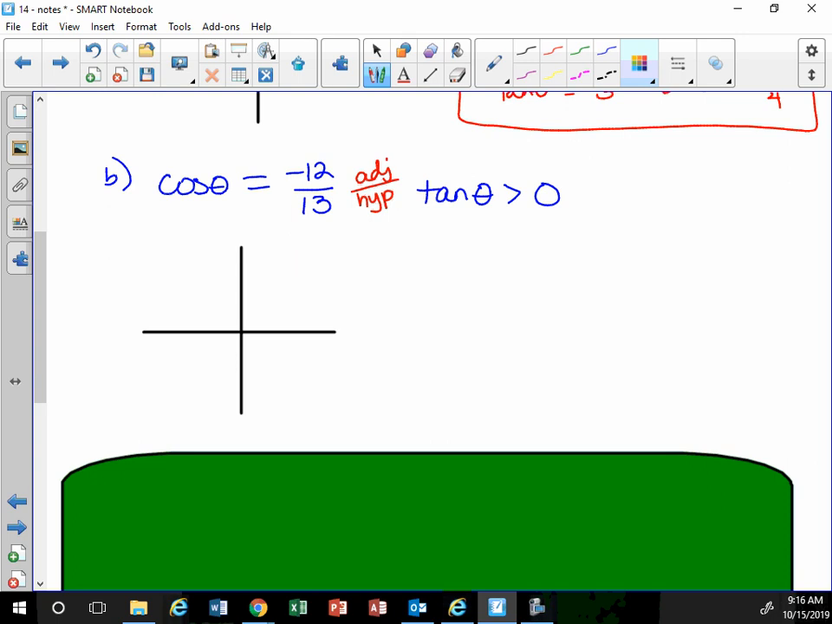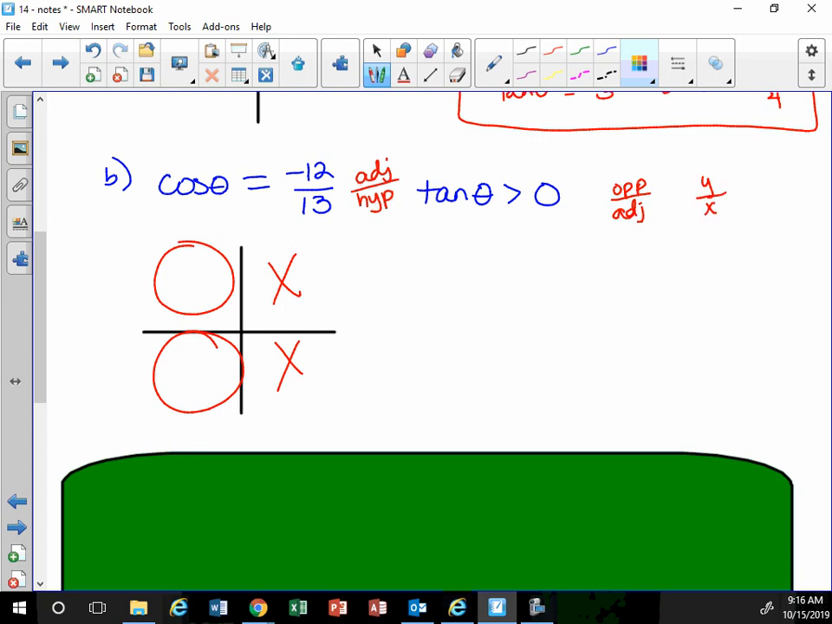2 and 3, okay? I don't know which one, but I know it's got to be in either the second or the third quadrant. Okay, so I've eliminated these two. I cannot draw my triangle there. Then if I look at tangent, it has to be positive. Tangent uses both the opposite and the adjacent. Meaning out of the ordered pair, it uses both the y and the x.